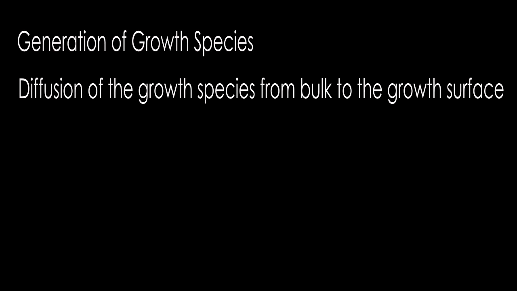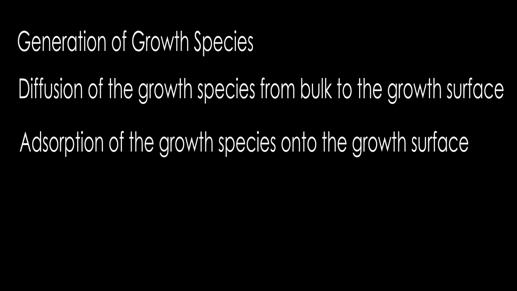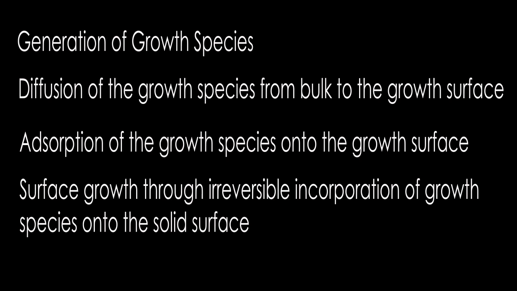The size distribution of nanoparticles is dependent on the subsequent growth process of the nuclei. The growth process of the nuclei involves multi-steps, and the major steps are generation of growth species, diffusion of the growth species from bulk to the growth surface, adsorption of the growth species onto the growth surface, and surface growth through irreversible incorporation of growth species onto the solid surface. These steps can be further grouped into two processes.